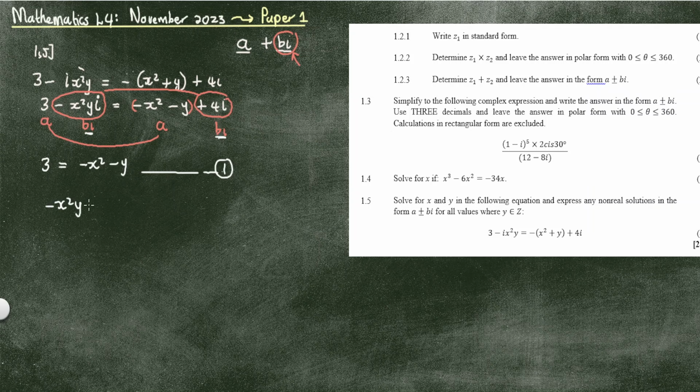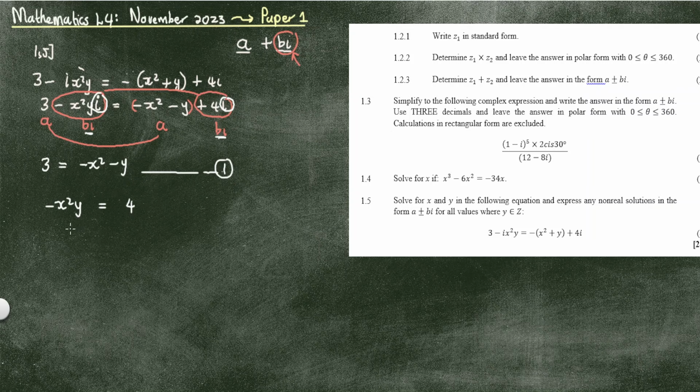Minus x squared y equal to 4. So what I did, I abandoned the i values. You can take them, no problem, but they're eventually going to cancel out at the end, right? So it's best to just take the b values next to the i's. So minus x squared y, that's b, and then the plus 4, it's also a b. Remember to take the signs as well.